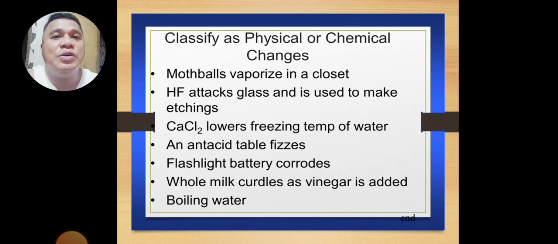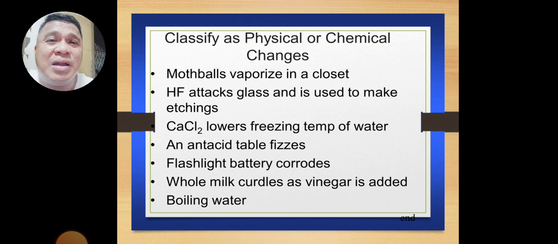Okay? So let's answer this practice. Classify the physical or chemical change. Mothballs vaporized in a closet. Are you familiar with mothballs? Very strong odor, it hurts the nose. It is for killing insects, cockroaches, as a predator. So mothball is most likely benzene, and the smell could kill the other insects. So it just vaporizes, volatilizes. So that's a physical change.